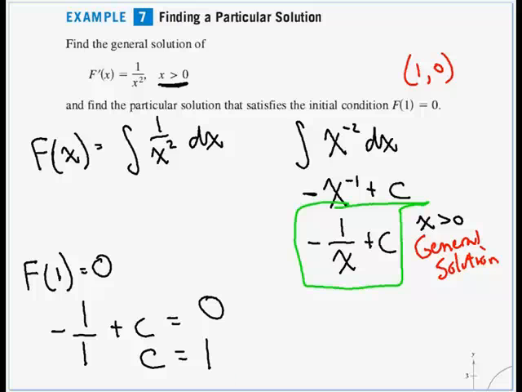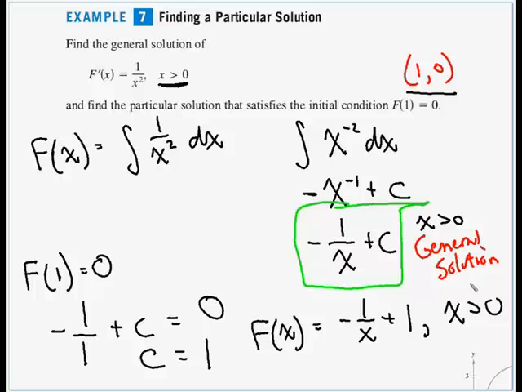So this sort of nails down the curve and gives us our particular solution, f of x. It's the same thing as our general solution, negative 1 over x, but now we know it's not just some arbitrary constant. To satisfy our initial condition, we need a constant of 1, negative 1 over x plus 1, with x being greater than 0. This is our particular solution.